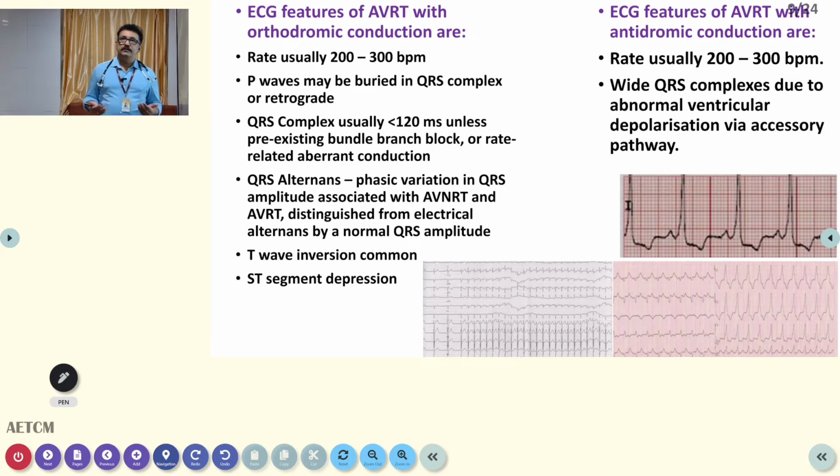The rate is very high in both conditions, it is 200 to 300. P waves may be buried inside the QRS complex. We have seen that in the previous slide. The QRS complex is usually narrow unless there is a pre-existing bundle block. You cannot see a wide QRS complex. And you can see alternating large and small QRS complexes. T-wave inversions are common. ST segment depression is also seen. Whereas in antidromic conduction, the rate is very high. Wide QRS complex, that is very important. Wide QRS complex is a feature of antidromic conduction.